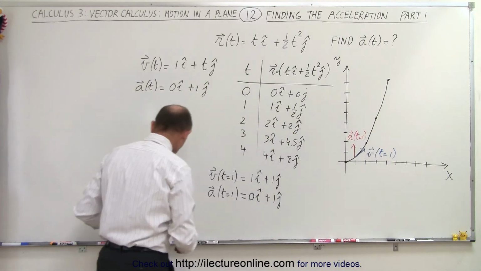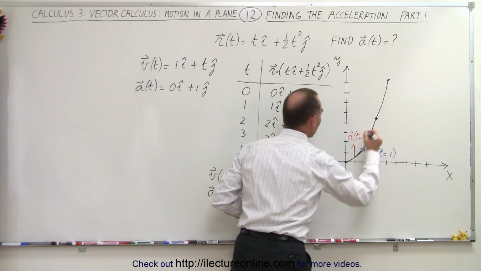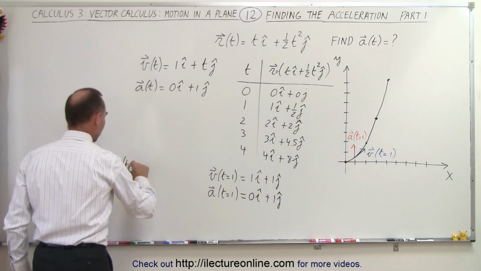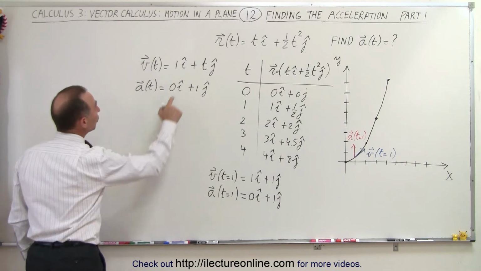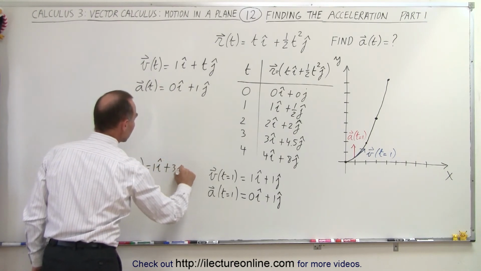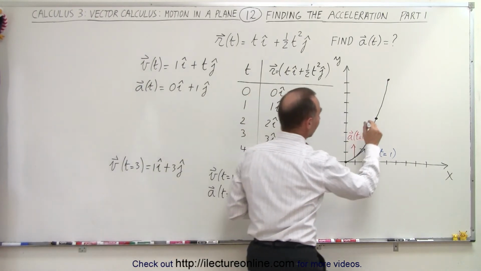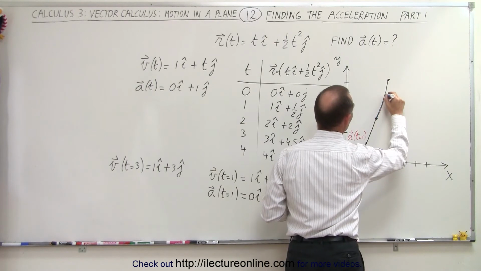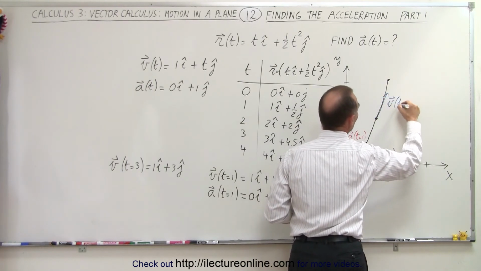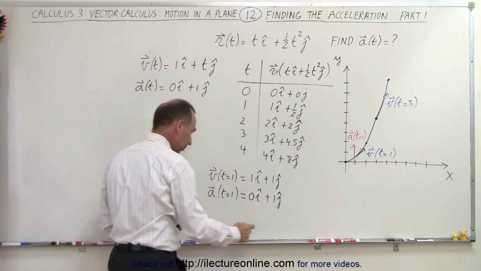So let's now move to a different point. Let's move to the third point right here, where t is equal to 3. Again, the velocity vector when time is equal to 3 is 1 in the i direction plus 3 in the j direction. So you can see that at that point, my velocity vector will look something like this. It will move faster in a much steeper direction. So this is the velocity vector when time is equal to 3. And then we realize the acceleration vector will still be a constant.